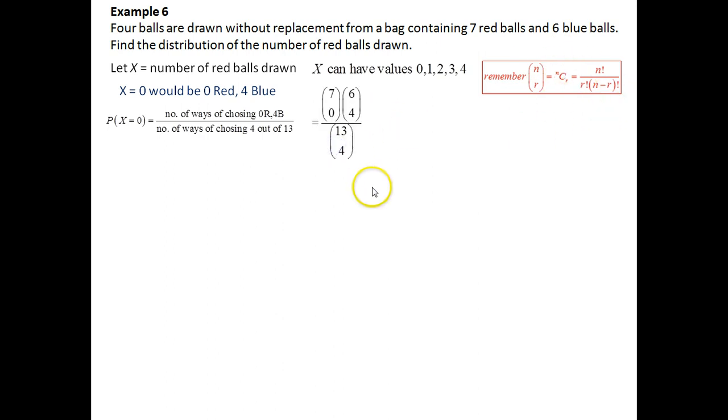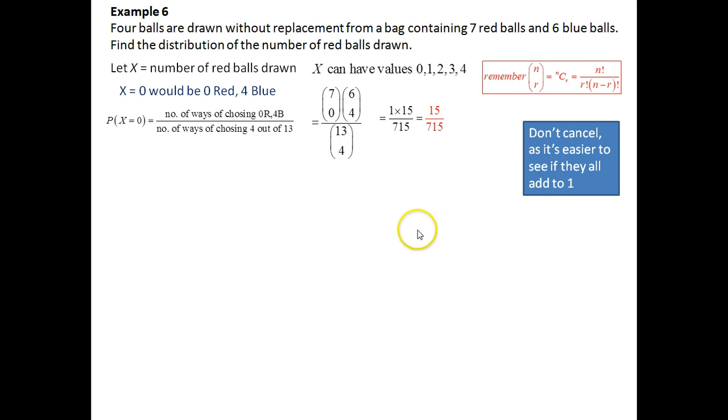We can also use a calculator for them. So we've got 7 red balls and we want to choose 0, and we have 6 blue balls and we want to choose 4 of those. Out of a possible 13, choose 4. So we can work those out, and we've got 1 for the 7 choose 0, 15 for the 6 choose 4, and 715 for the bottom. If we don't cancel, we can see that they add up easily. So I would suggest we leave the bottom as it is and just work out the top for each one.